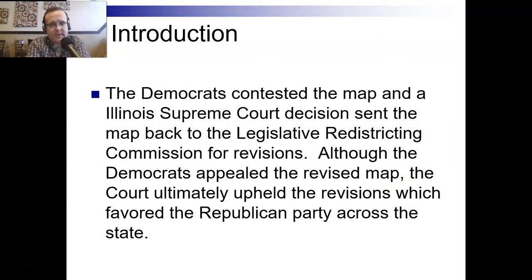So the Democrats, of course, contested the map that the Republicans settled on, and the Supreme Court got involved, and they sent the map back to the Legislative Redistricting Commission for revisions. The Democrats appealed the revised map because, of course they did. The Republicans would do the same thing. I'm not trying to imply that that's just a Democrat thing. The court ultimately upheld the revisions which favored the Republican Party across the state.